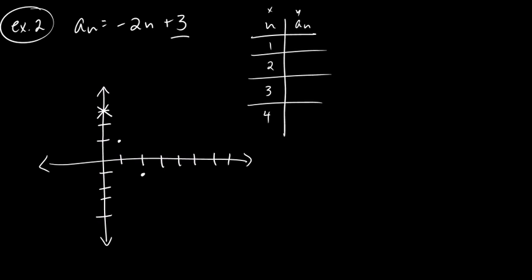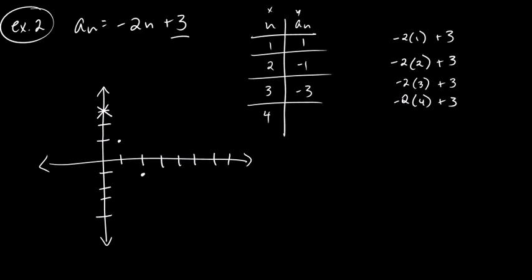Doesn't matter. So if I input 1, that means -2 times 1 plus 3. And that gives me -2 plus 3, which is 1. -2 times 2 plus 3, it's -4 plus 3, which is -1. If I input 3, that ends up being -6 plus 3, which is -3. If I input 4 here, that's -8 plus 3, which is -5. And you can see it decreased by 2 every time, so that means your common difference, or your slope, is -2.